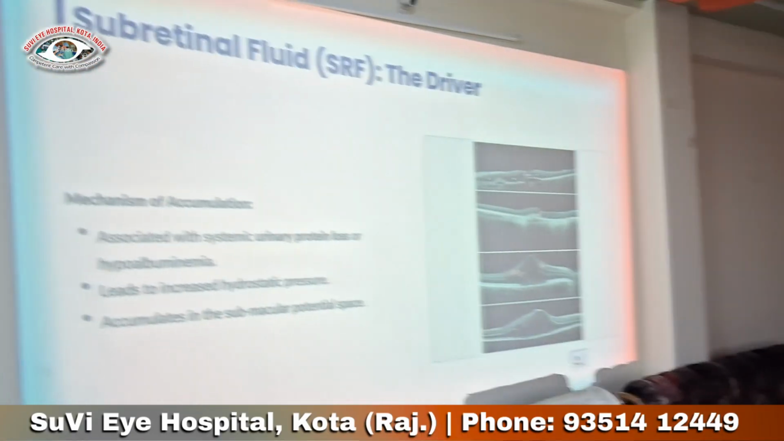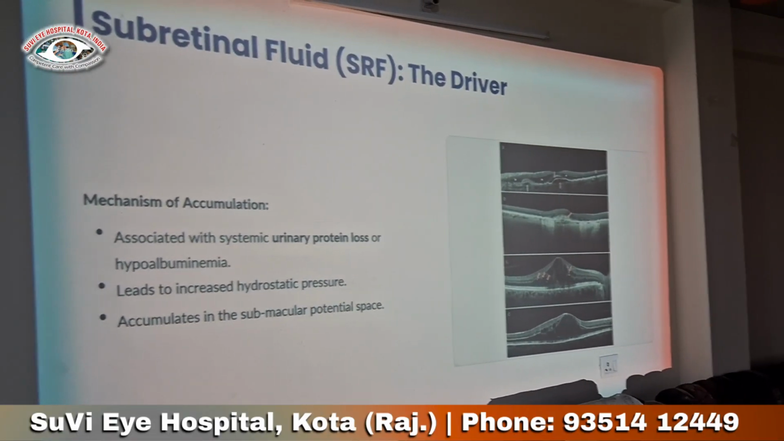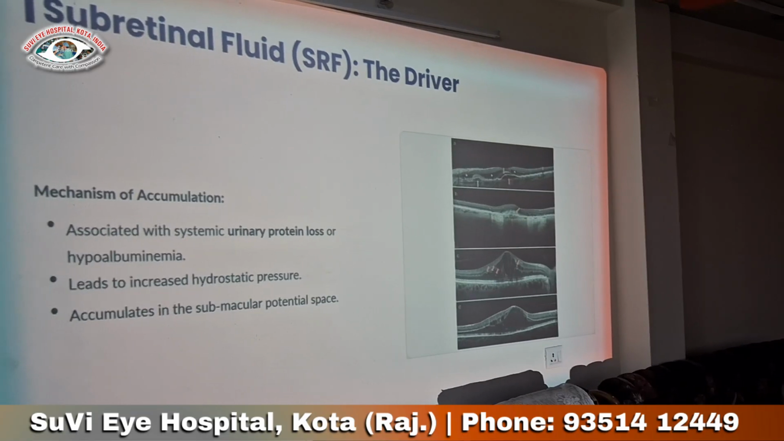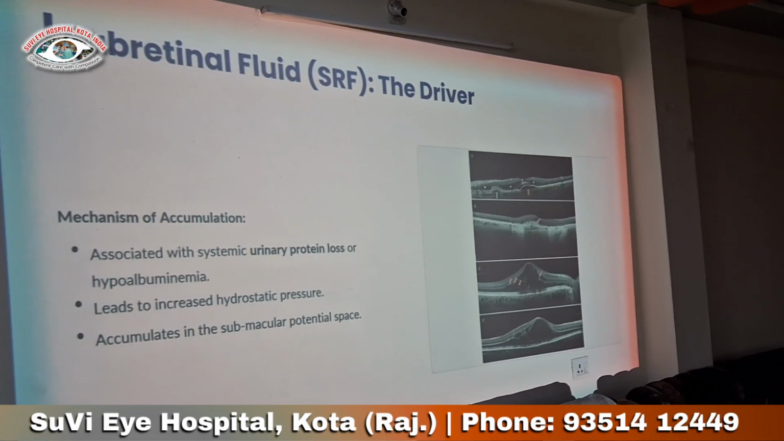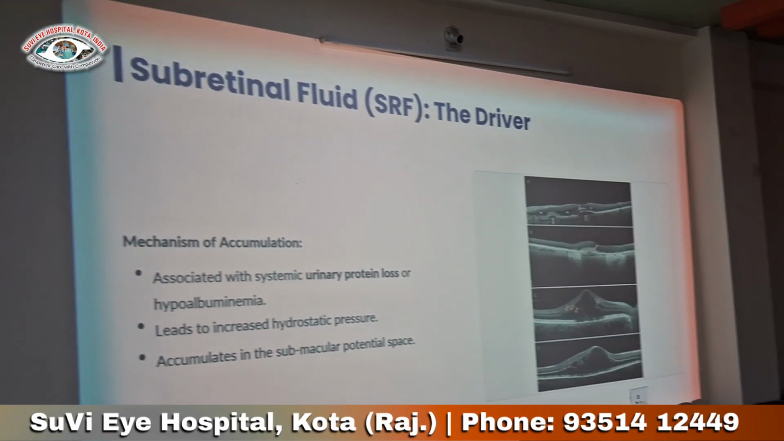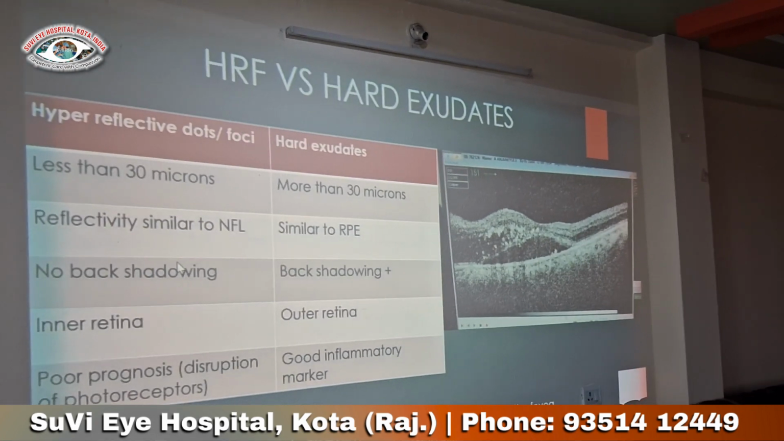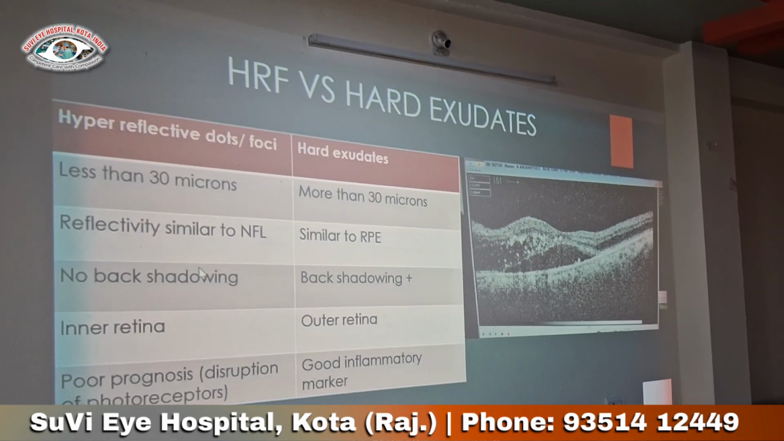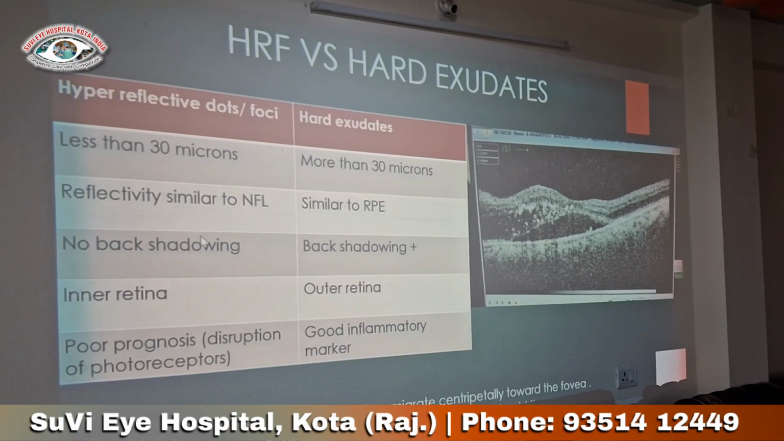So now the subretinal fluid. What is the mechanism of subretinal fluid? It is associated with systemic urinary protein loss or hypoalbuminemia, which leads to increased hydrostatic pressure and accumulates in the submacular space. So now a very important biomarker we will see in day-to-day OPD, hyperreflective foci versus hard exudates.